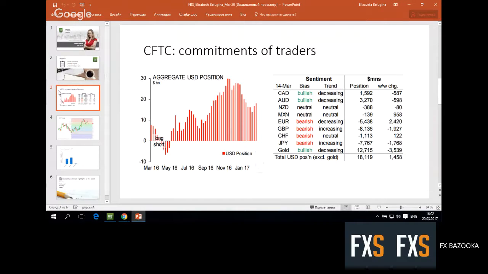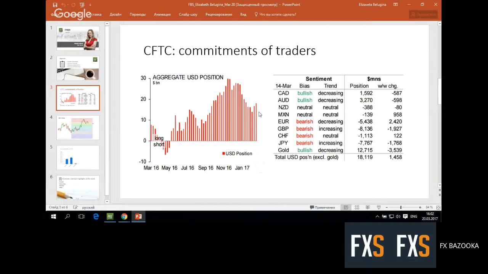I find this piece of data extremely valuable, although this data has a time lag. The data was released on Friday, and it covers the week which ended on Tuesday, March 14th. But still, we can try to catch some important changes in positioning of large players, and this should help us detect some changes in big market trends.